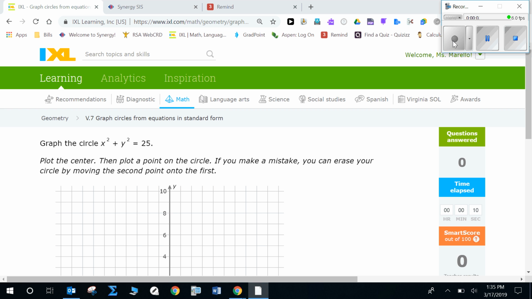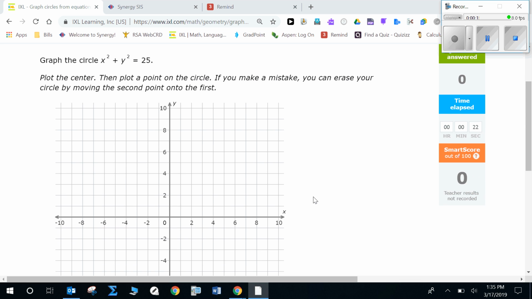Good afternoon. This is a video about V7. Someone had said that they struggled a little bit with this one, so I thought I'd make a quick video on just how to do this. V7 is how you graph circles from given equations.